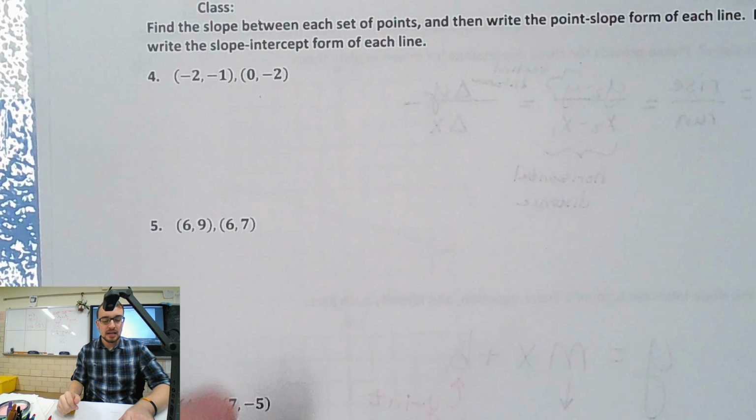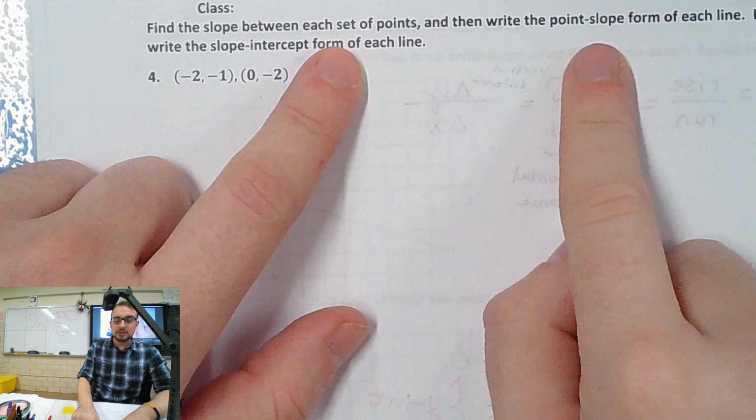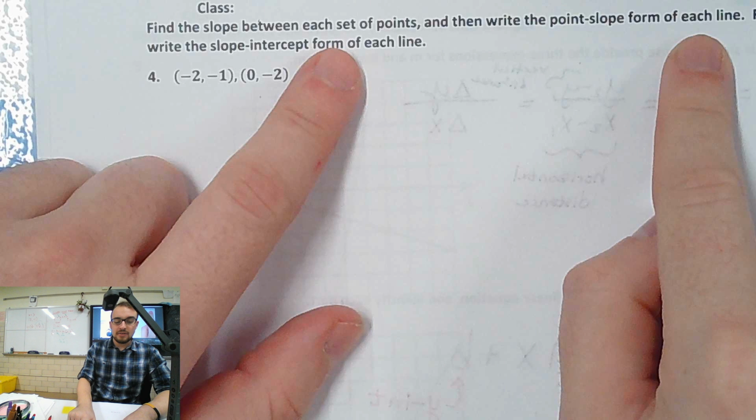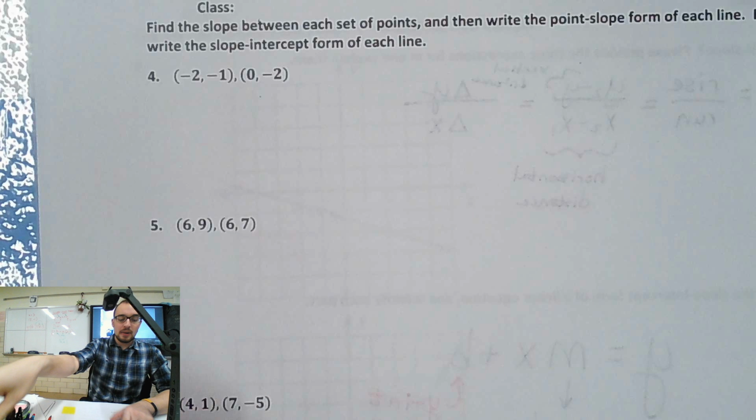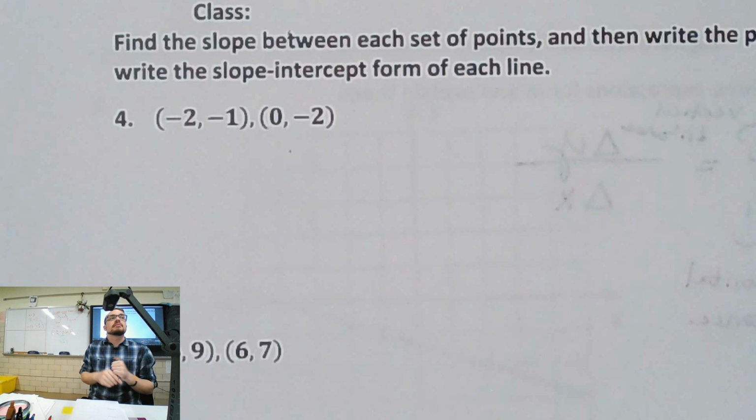All right. Find the slope between the points, and then write it in point-slope form. Finally, write it in slope-intercept. So first we need to find the slope. How do we find the slope between 2 points? y2 minus y1. That's what we just did, right? Or ask yourself about the change.